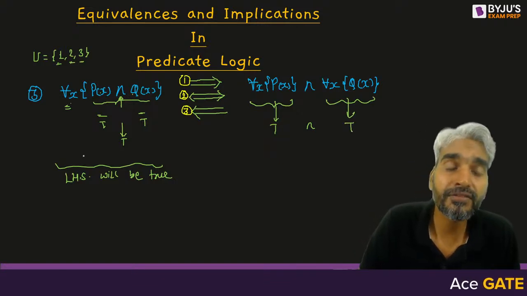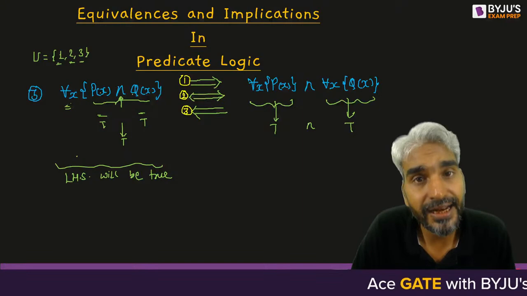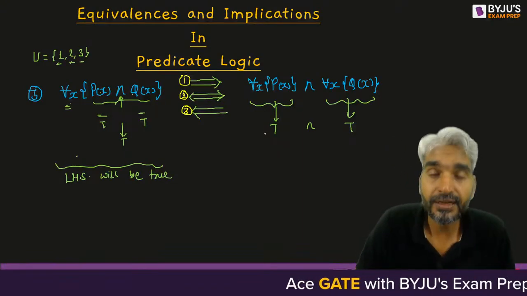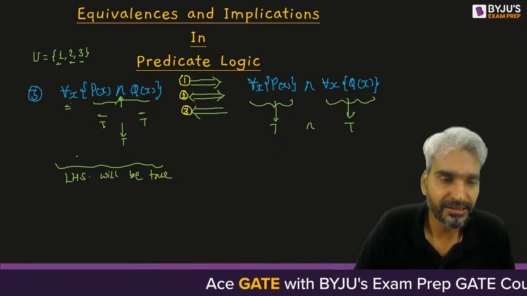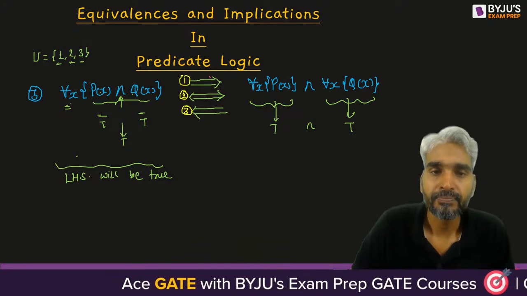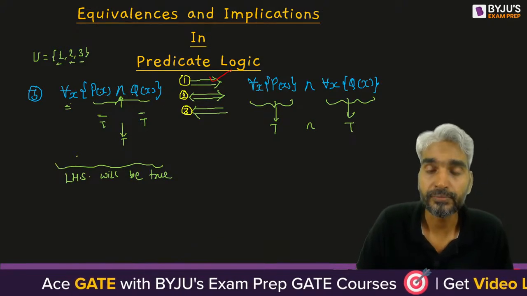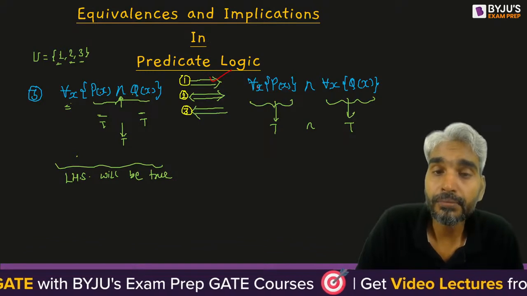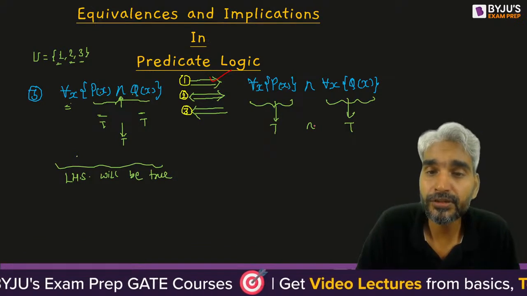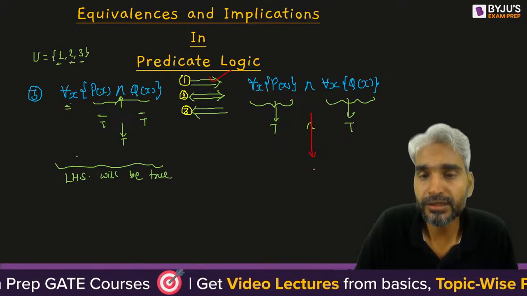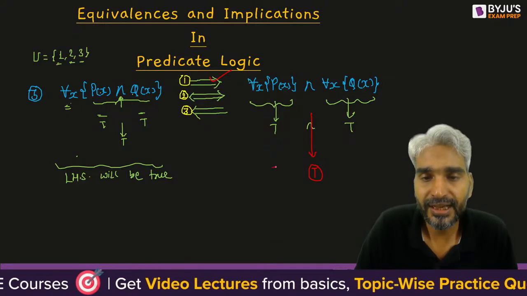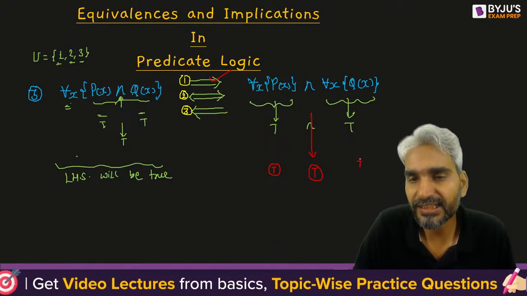That is, whenever LHS is true, RHS is guaranteed to be true. Therefore, the first implication holds true. Similarly, when we talk about RHS, then RHS will be true when this conjunction is true. So, for this conjunction to be true, this LHS must be true as well as RHS must be true.